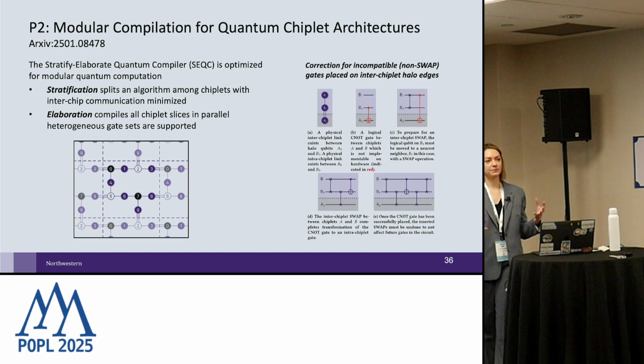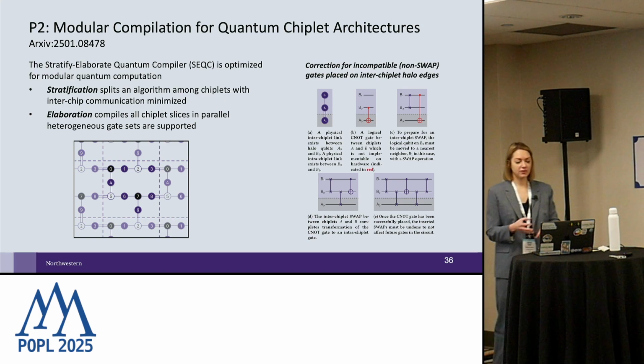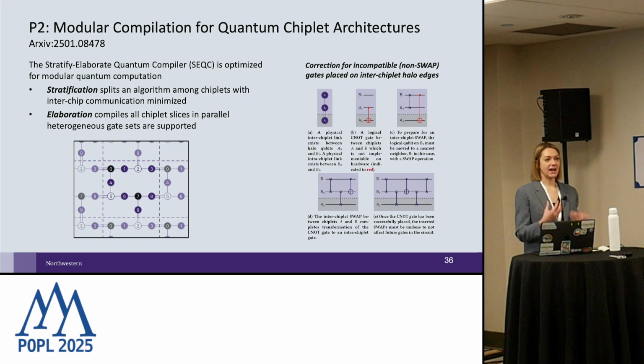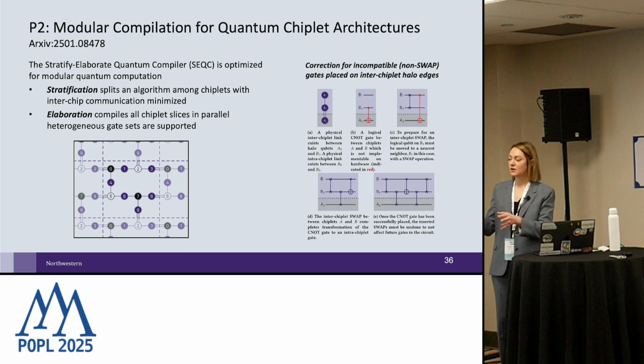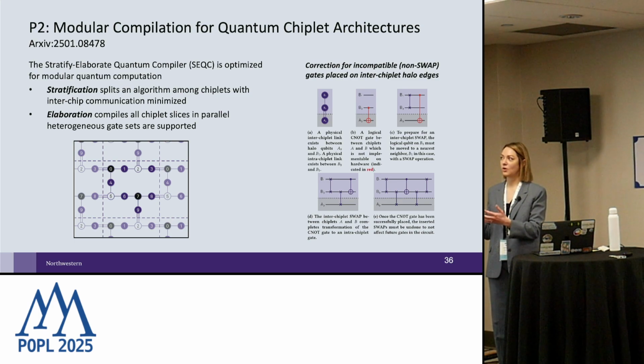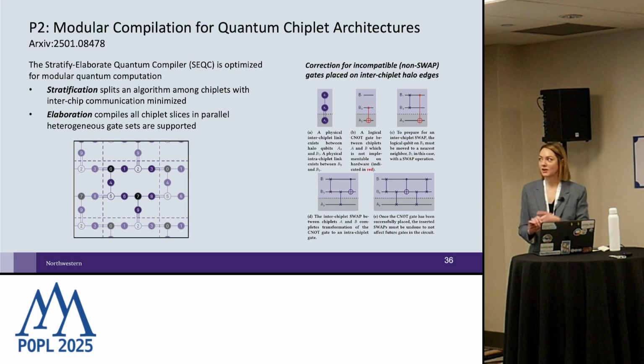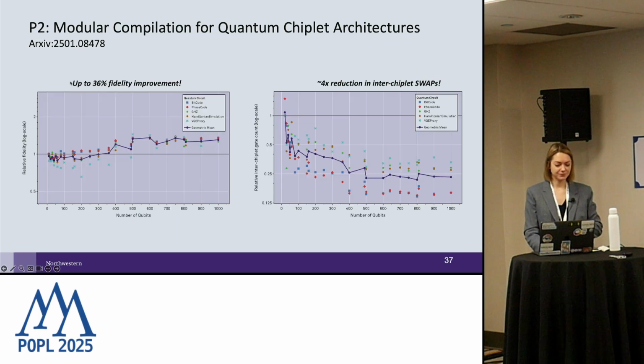And why is that important? Well, in some architectures, especially in smaller setups that you might see in an academic environment, a two-qubit interaction between chiplets might be a swap. It might not be able to implement an entangling operation. So how do you take that into consideration when you're mapping your algorithm? Those were the leading motivations for the development of our Stratify Elaborate quantum compiler.